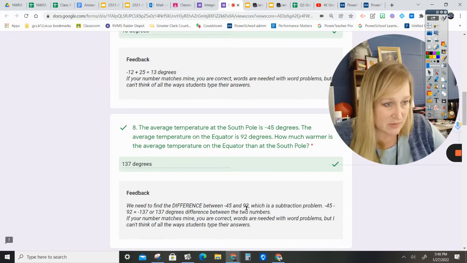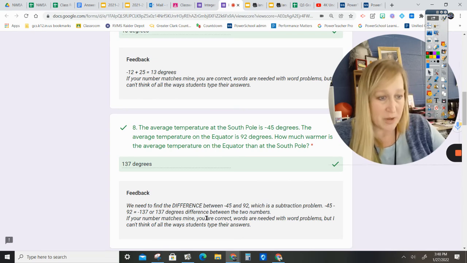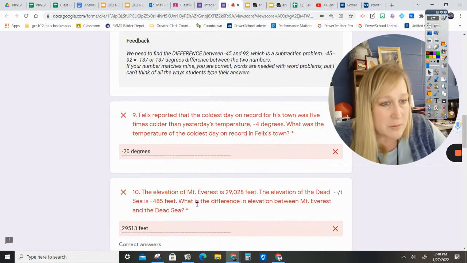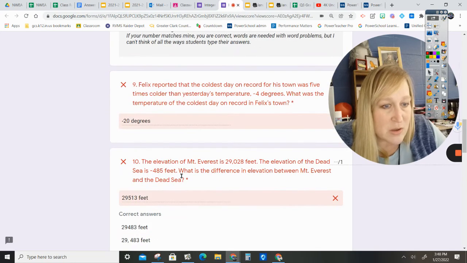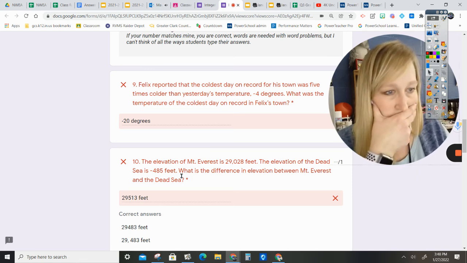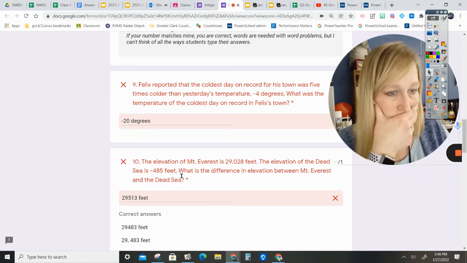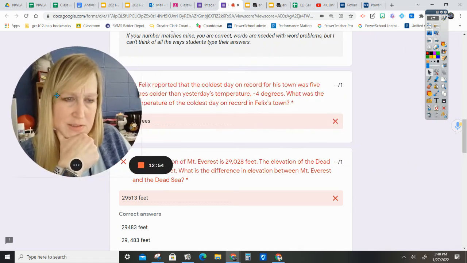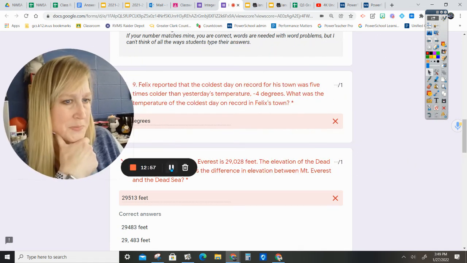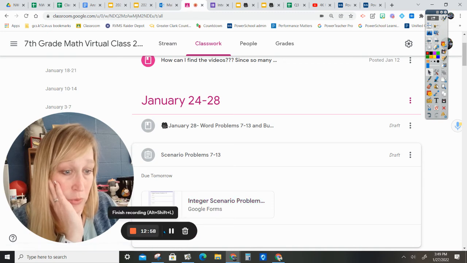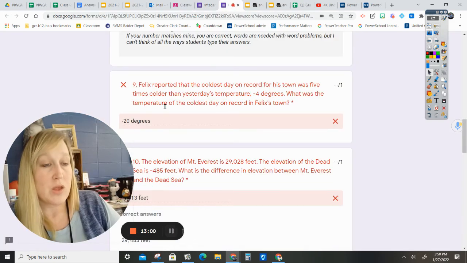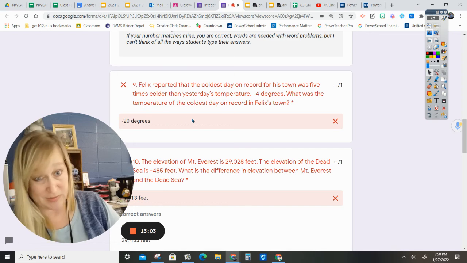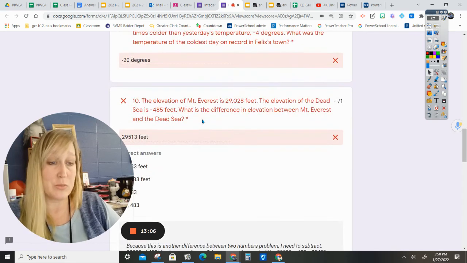137 degrees. Find the difference. Yep, my number matches mine, so we're good. Oh, there's no explanation on these. I wonder if I didn't do... Okay, let me pause. I'm going to come back because something's a little wonky. Yeah, nope. So I've realized that this one is right. I just never put an answer in there. So by the time you do it, you'll be fine.